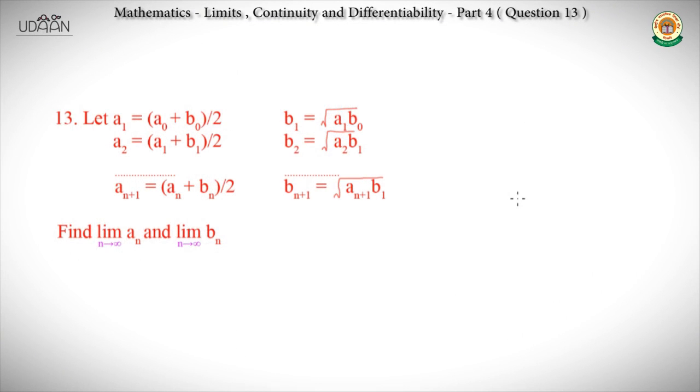So the 13th question says, let a1 equals (a0 plus b0) by 2, a2 equals (a1 plus b1) by 2, and so on till a(n+1) equals (an plus bn) by 2, and b1 equals root of a1 b0, b2 equals root of a2 b1, and so on till b(n+1) equals root of a(n+1) bn. Right, so we have a series of interrelated equations, and we are asked to find the limit as n tends to infinity of an as well as bn.